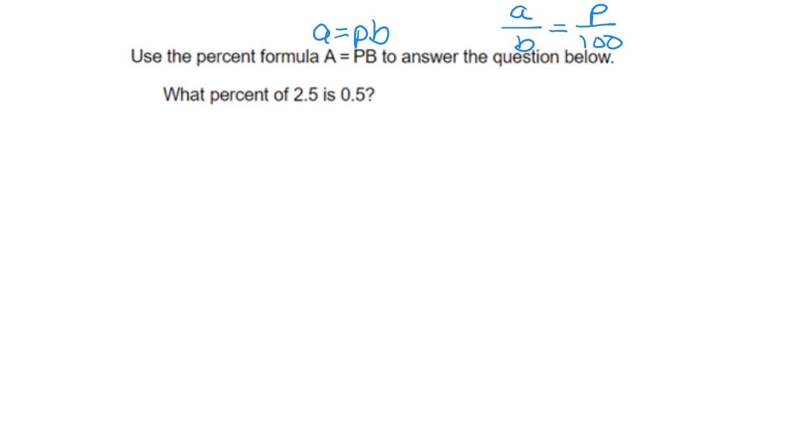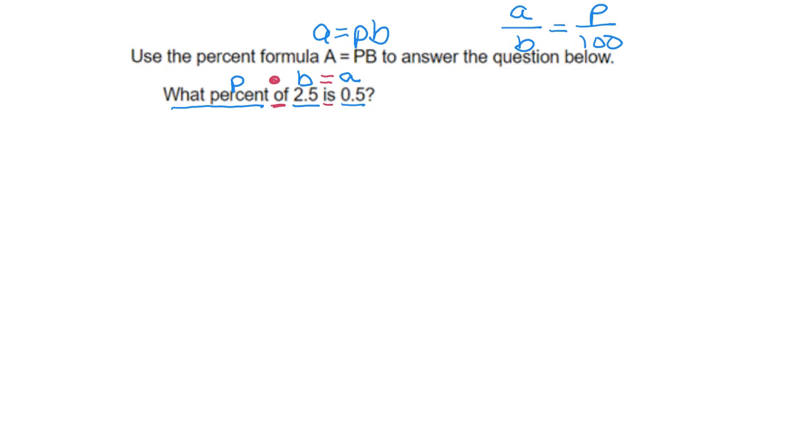In this case, first, let's identify what we have. We have what percent is what we're looking for. That'll be my P. Of means to multiply. The 2.5 is my base. Is means equal. And then the 0.5 is my A, my amount. So we have our equation.